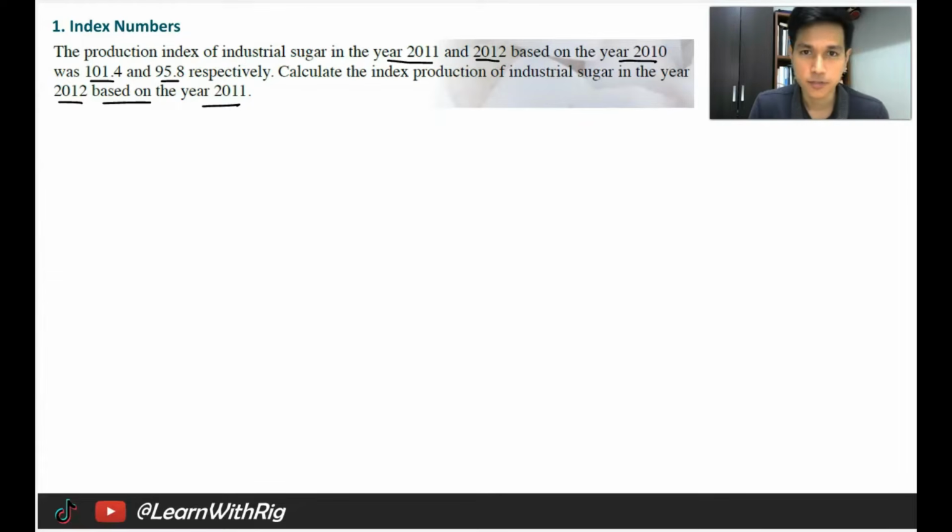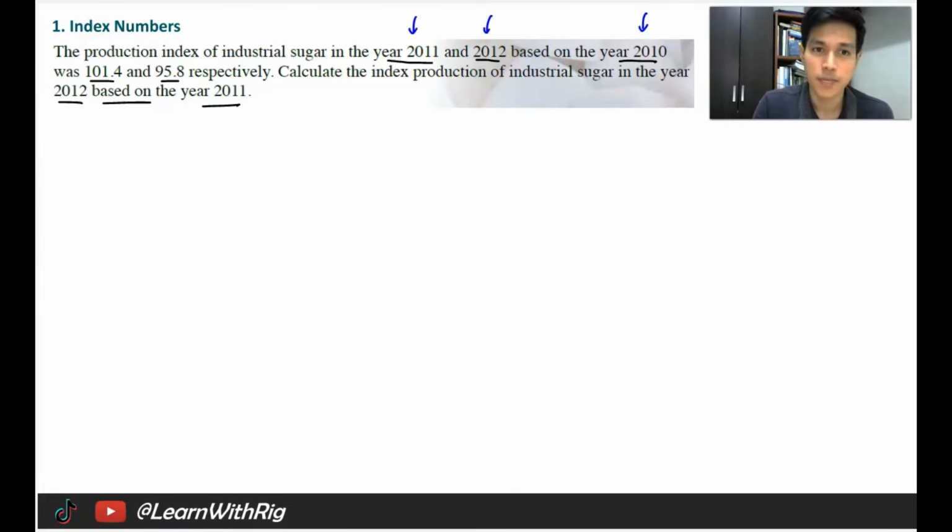So in this question, all this while we are only comparing 2 different years. They give you one is the Q1 value, one is the Q0 value. So there are only 2 quantities that you have to compare. But in this case, you have 3 years involved. You have 2011, you have 2012, and based on 2010. So how are we going to solve this? So I think some of you might say it's composite index, right? Answer is no. Okay, it's not composite index.